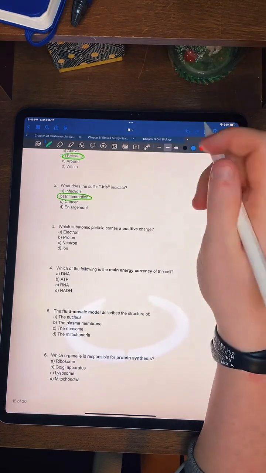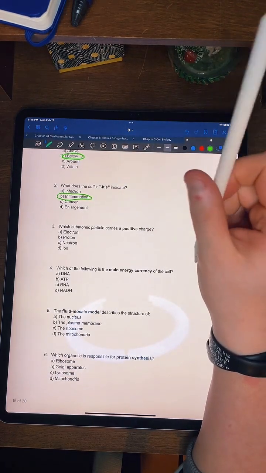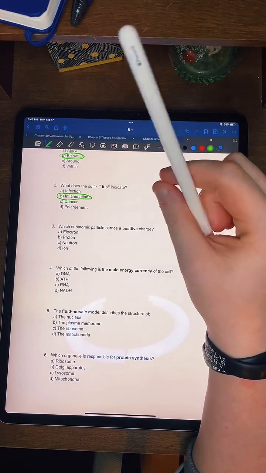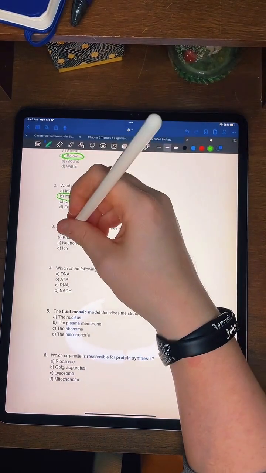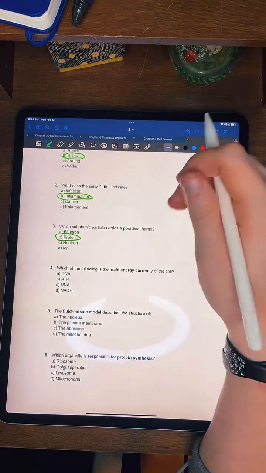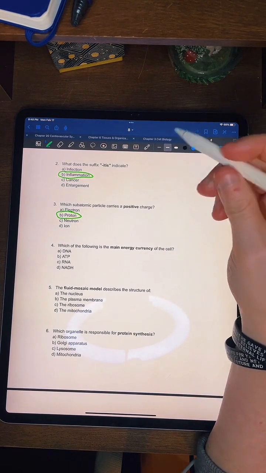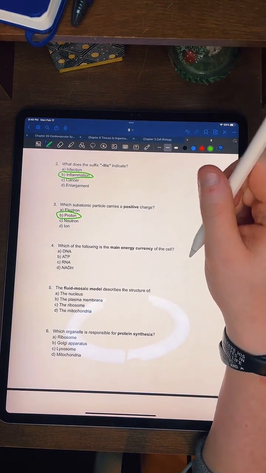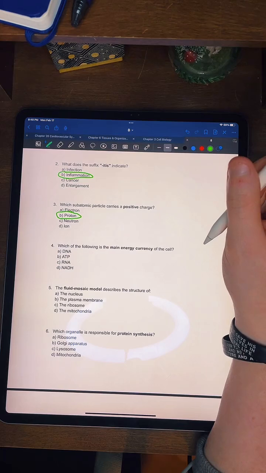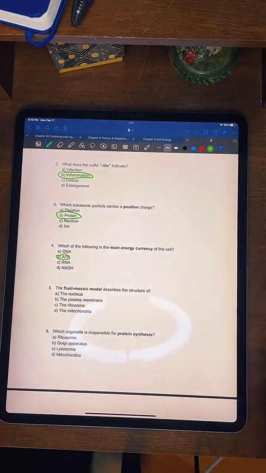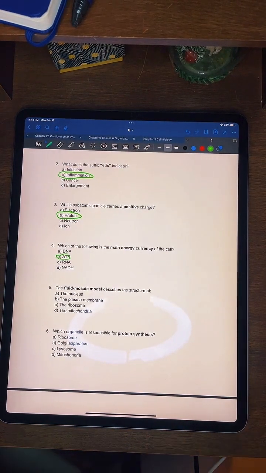Alright, number 3. What subatomic particle carries a positive charge? Proton. Starting off with some basic questions. Number 4, what is the main energy currency of the cell? I saw some people answering that earlier. Did anyone else want to take a shot? Yep, ATP, which stands for adenosine triphosphate.